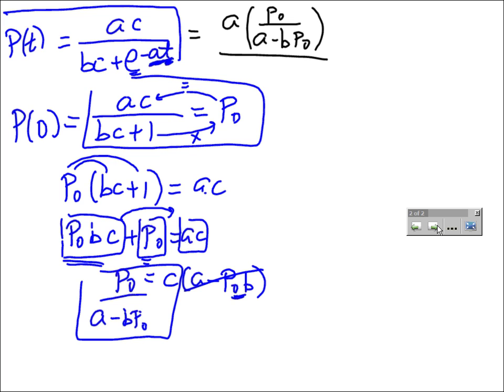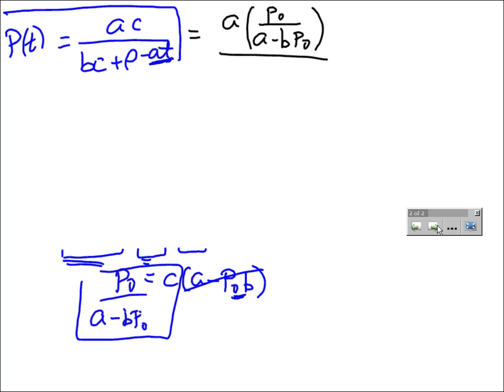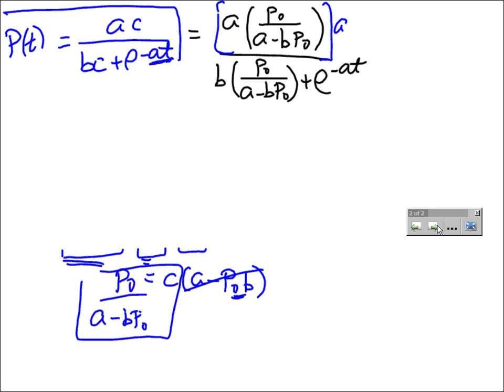And this is divided by b times c, but this is c, plus e to the negative at. Okay, we're getting there. We'll multiply each term in the top and the bottom by a minus b p0. Multiply this term by a minus b p sub 0. That cancels out, and all that survived is a times p0.